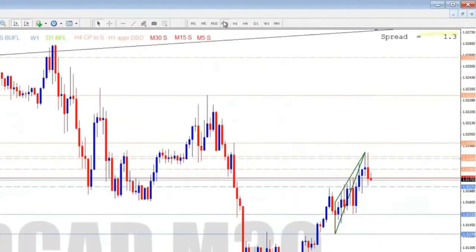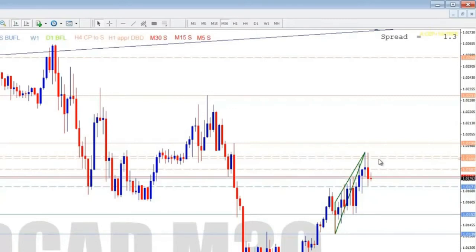In M30, we've been compressed up into M30 supply. We've also gone into H4 supply and into H1 supply, so we're really looking at strong shorts here. Nice deep red on the M30 here, deep red on the M15, deep red on the M5 as well. So all our information is here.